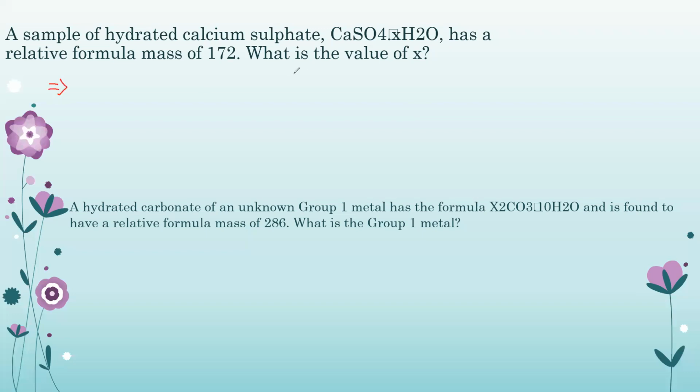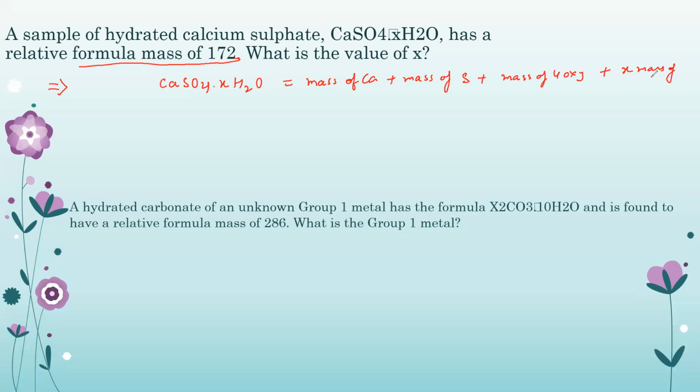Okay, this is very easy. So what is the formula mass? Formula mass is this much. How can we calculate the formula mass of hydrated calcium sulfate? It equals the mass of calcium plus mass of sulfur plus mass of 4 oxygens plus x times the mass of water. Correct? So what is the formula mass given to us?